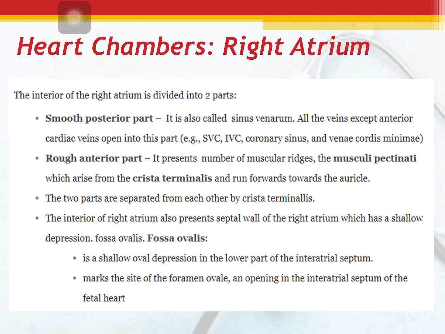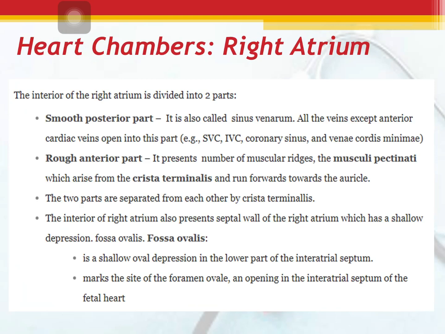The rough anterior part of the right atrium presents a number of muscular ridges, the musculi pectinati, which arise from the crista terminalis and run forwards towards the auricle. The two parts, the smooth posterior part and the rough anterior part, are separated from each other by the crista terminalis.